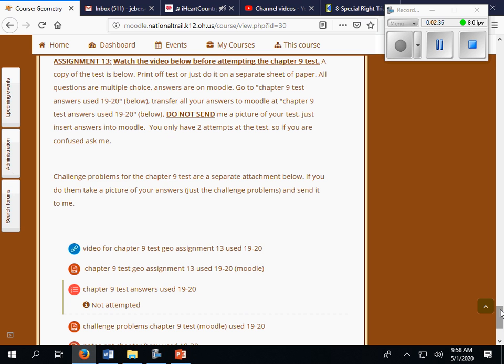So if you have a copy of the test printed off and you're working the test out on one side, you're just transferring your answers right into Moodle. Even though the multiple choice answers aren't on the test itself, you've got choices for your answers on Moodle, on this third thing down under the video. Then you've got the Chapter 9 test, then the Chapter 9 test answers. You click on that and it takes you to Moodle, and it'll say question 1, and it'll have 4 answers, A, B, C, and D. And you pick one.